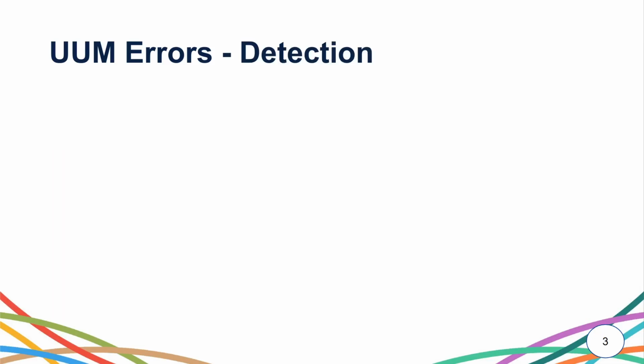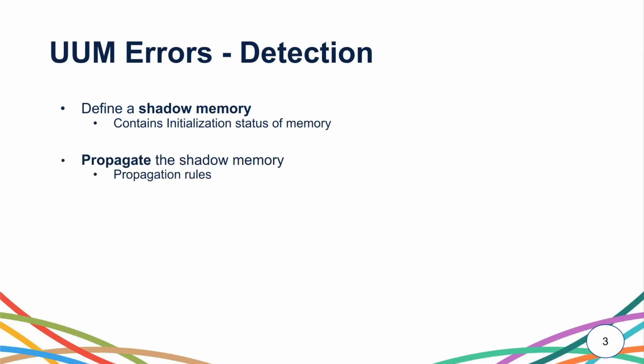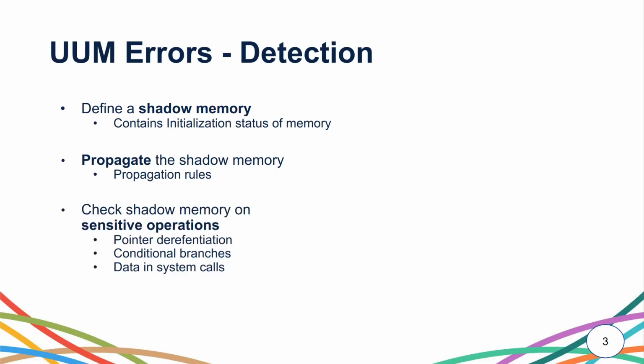To detect this kind of errors, the workflow is usually as follows. We first need to define a shadow memory, which is a memory region that contains the initialization status of other memory objects, as it is common to have a shadow memory with many other software sanitizers. Then this shadow memory is propagated throughout the execution, and it is checked on sensitive operations like pointer dereferentiation or conditional branches. If uninitialized data is used in a sensitive operation, an error is raised.